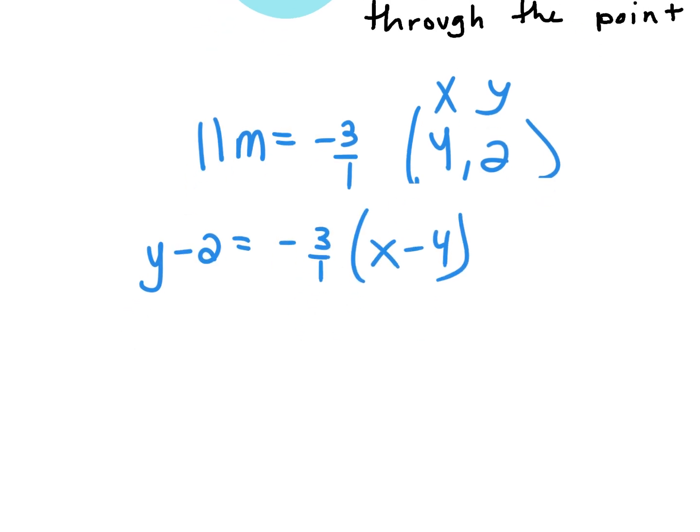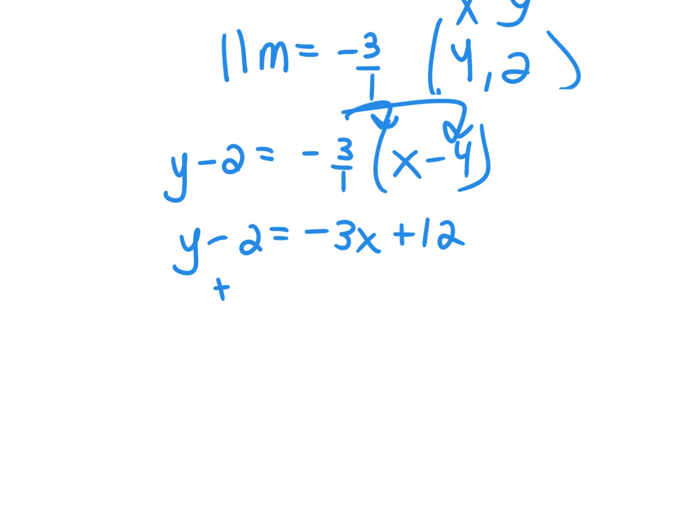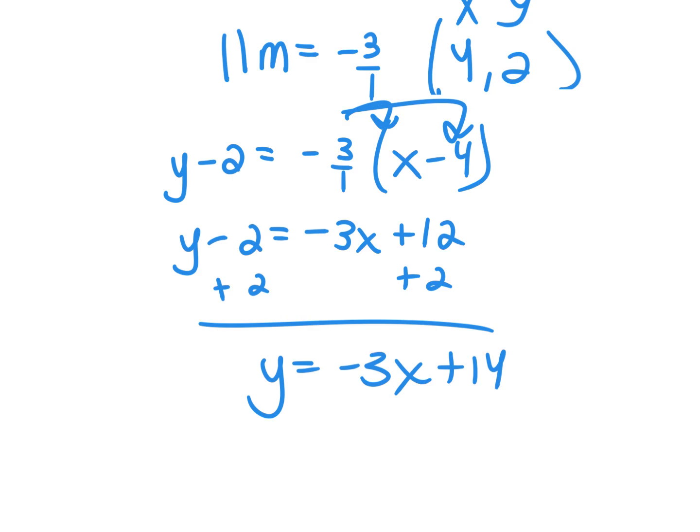There's two things I have to do to get this into slope-intercept. Distribute the slope, and then move the number over. So y minus 2 equals, what's negative 3 times x? Negative 3x. What's negative 3 times negative 4? 12. Perfect. Last thing. Add 2. So y equals negative 3x plus 14.